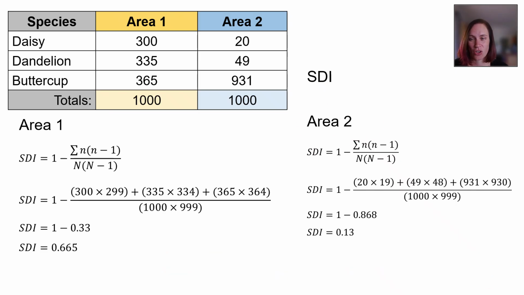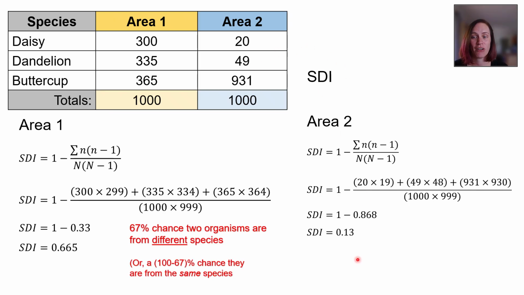Another way we can interpret that, however, because SDI is talking as percentages, is to say that for area 1, if it's sampled and we choose 2 individual organisms, there's a 67% chance that they're going to be from a different species. Or, alternatively, we'll do the reciprocal there, there's a 33% chance that they are from the same species, right? So that's not a huge number, which means actually there's quite a lot of biodiversity there.